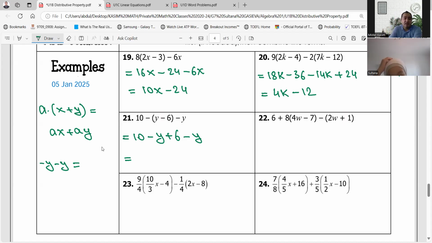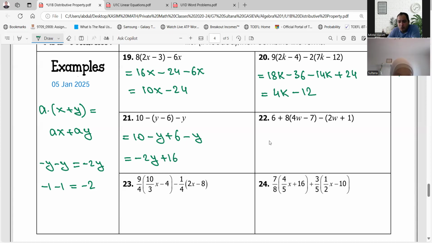Anyway, Sultana, this negative y minus y means that the coefficients are -1 and -1, right? And -1 minus 1 is -2, right? So that's why it is -2y. So negative y minus y is -2y. What is 10 plus 6? 16. So plus 16. That's it.